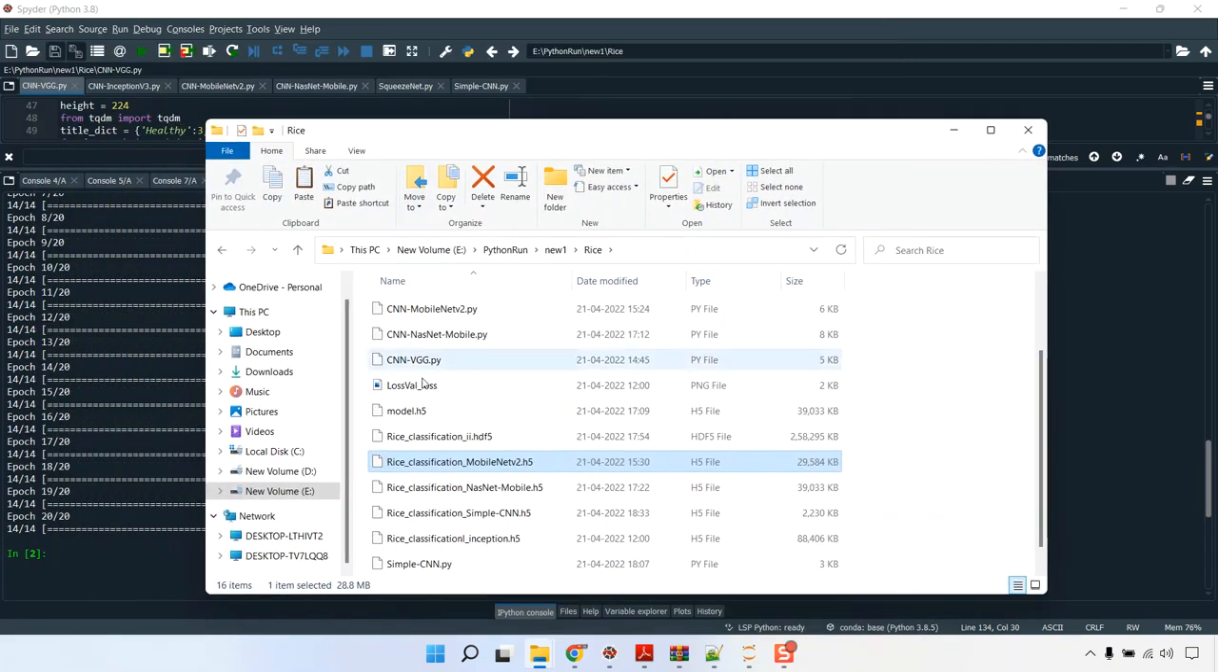and this is for SqueezeNet. In total, 6 training models have been created.